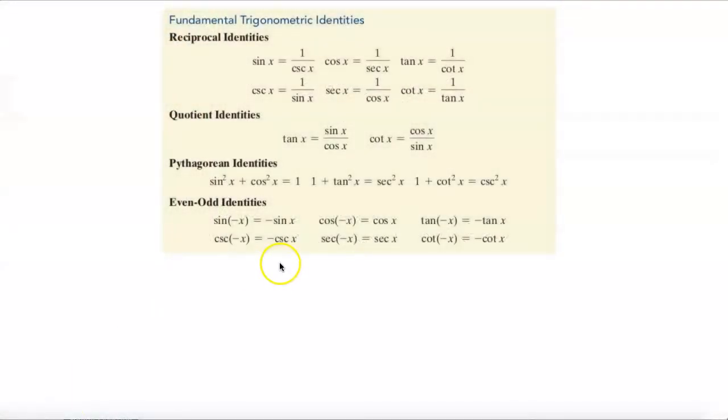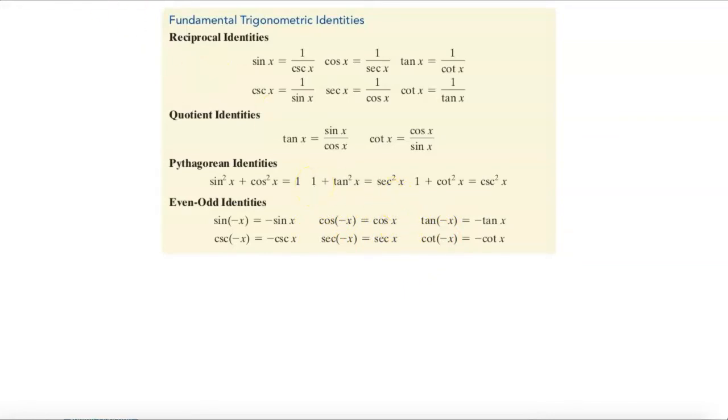Well, one of the things it means in these even-odd identities is that for an odd function, if you have a negative inside, the negative will pop out in front, okay? So the negative does not stay inside here, you can pull it out. You can see that this is going to be happening for sine and its reciprocal, tangent and its reciprocal, but not for the middle two. The middle two are even functions.